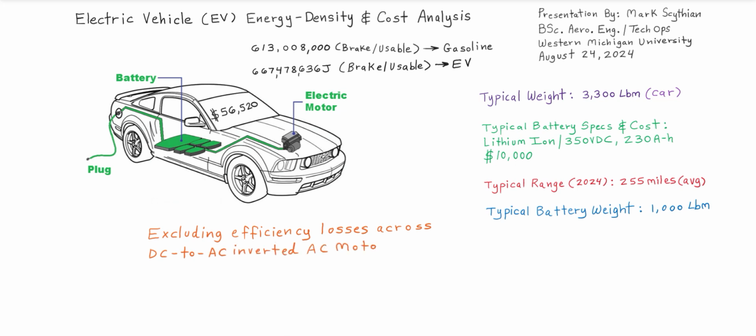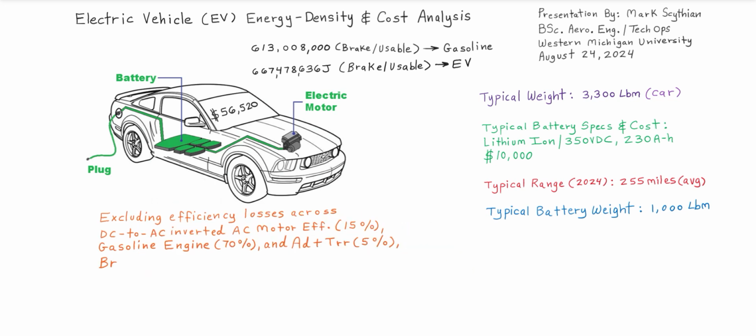So there is a step 1 report here excluding efficiency losses across DC to AC inverted AC motor efficiency, 15% loss, and gasoline engine, 70% loss, plus the aerodynamic drag and tire rolling resistance losses of 5% on both vehicles.